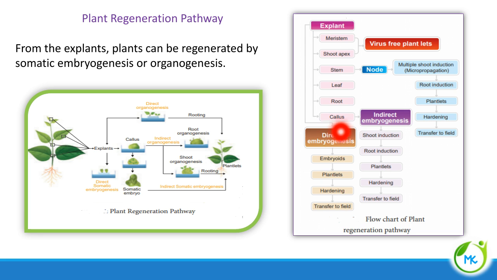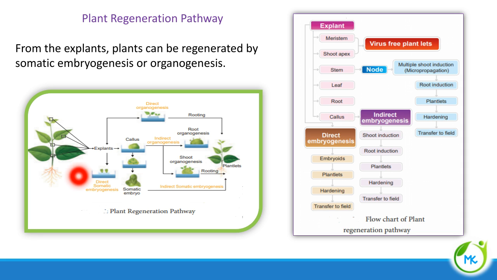And we can use the callus, that is indirect embryogenesis: shoot induction, root induction, the plantlets can be produced, hardened and then transferred to the field. And the explant through direct embryogenesis, so the embryoids can be formed and from that the plantlets, and after hardening they can be transferred to the field.